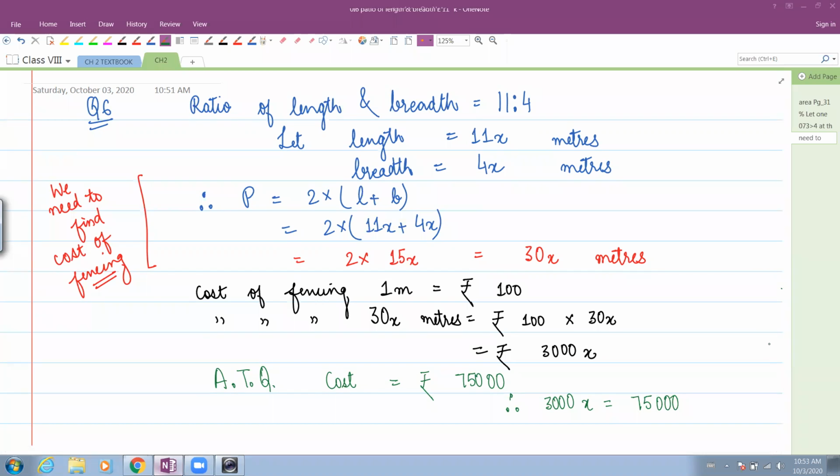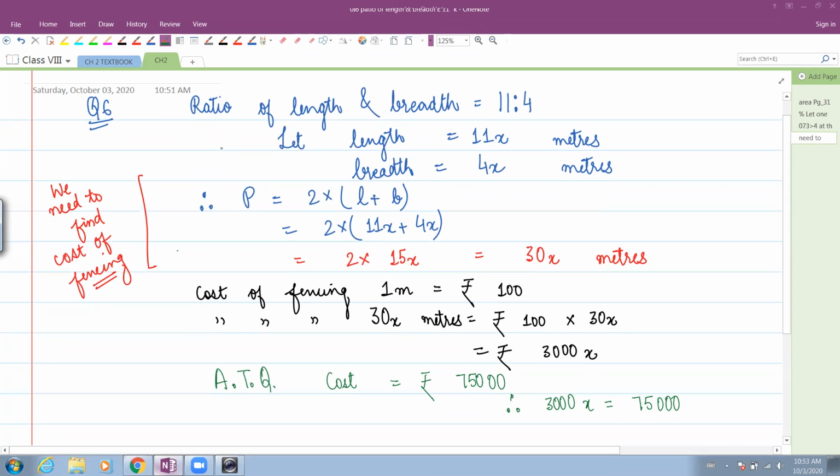Once again, if we want to go over this, we had been given the ratio of length and breadth. With the help of the ratio, we have assumed the dimensions, length and the breadth, as 11x and 4x. After that we found the perimeter. The formula for the perimeter of a rectangle is 2 times (length plus breadth). Using the values of L and B, the perimeter comes out to be 30x. Anyone who wants to ask, did you not understand anything in the calculation so far? Anyone?